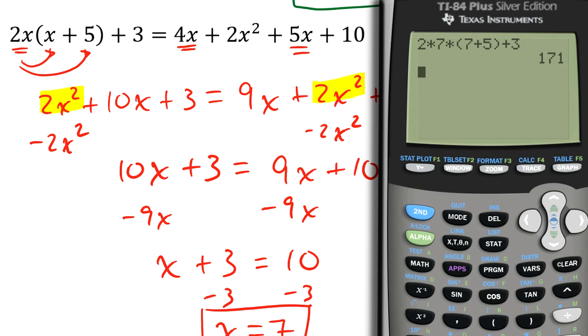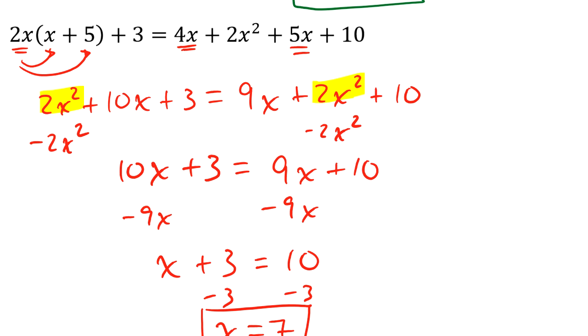And I can see on that one side it gave me 171. I'm looking for the same value over on the right hand side. So we're going to hit 4 times 7. That's what we think x is. Plus 2 times 7 squared. So we're squaring the 7. And then I'm going to have a plus 5x. So 5 times 7. And then finally plus the number 10. So I've got 4 times x plus 2 times x squared plus 5 times x plus 10. And when I press enter, you can see it also gives me 171.